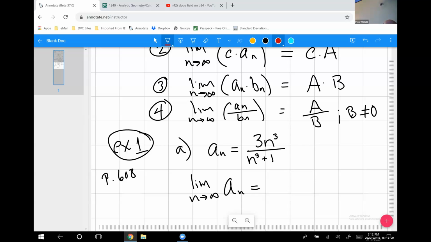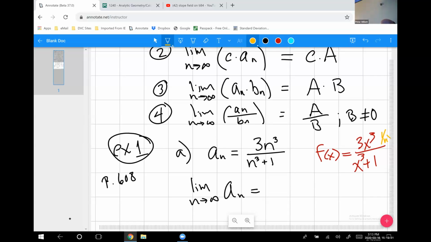So what you would say is the work that you just described was how we dealt with this when it was just a normal function. So if you had f of x equals 3x cubed over x cubed plus 1, that's exactly what you would have done, right? You would have sort of basically said, I'm going to multiply the top by 1 over x cubed. Whoops, I said x.